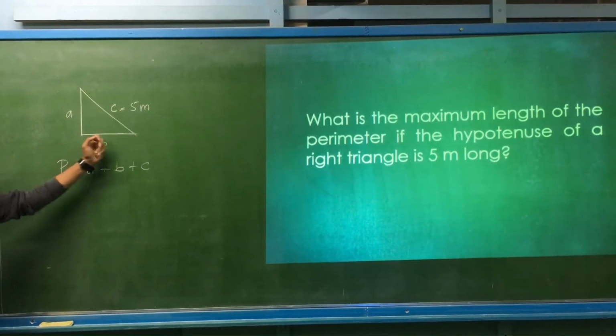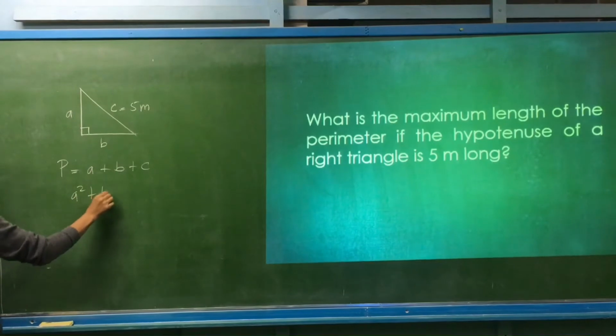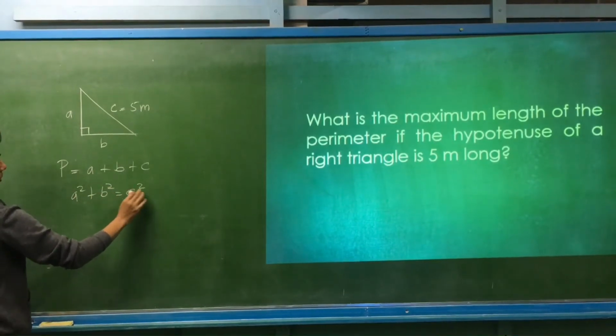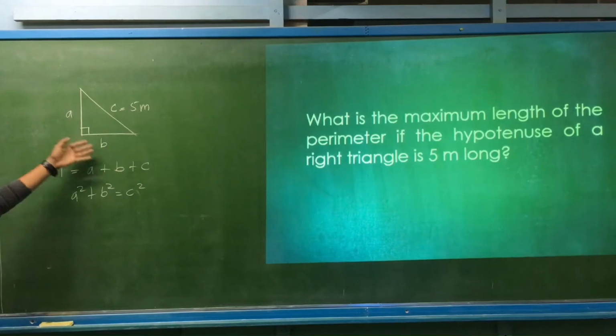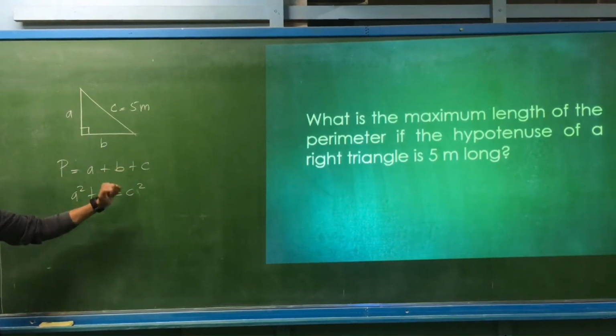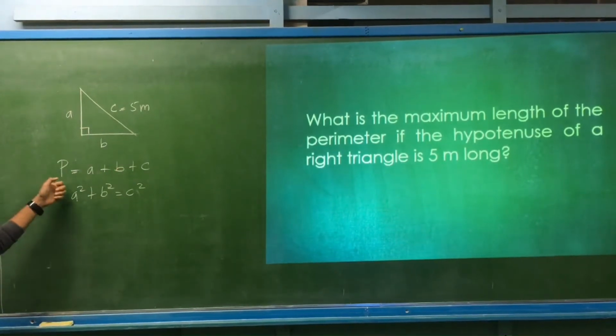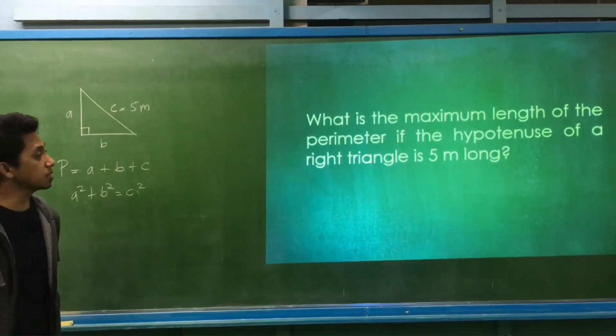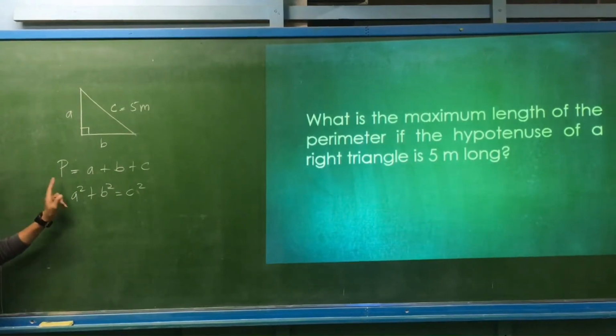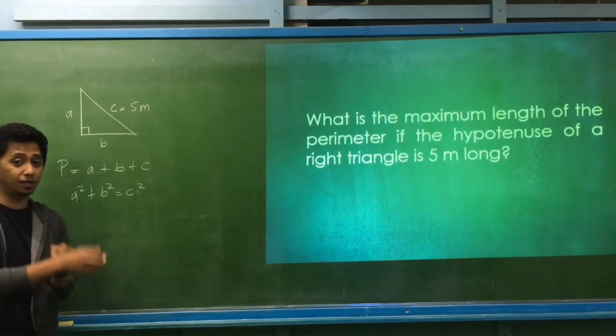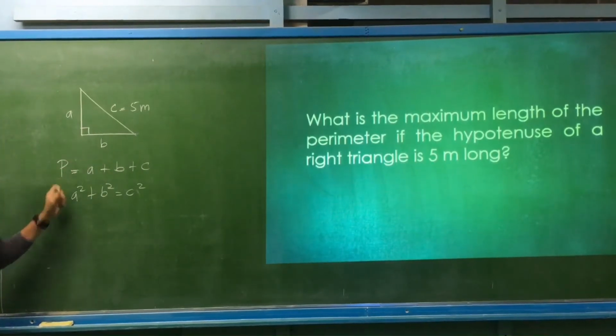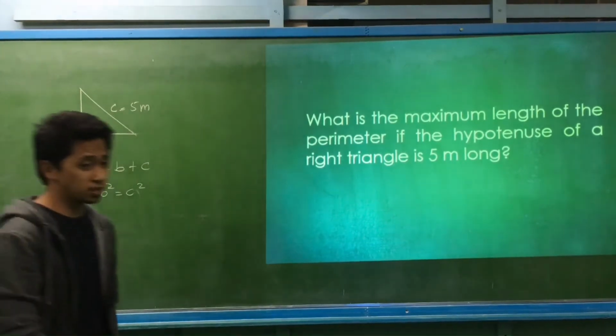And what is the relation of the sides? If we have a right triangle, we have A squared plus B squared is equal to C squared. So those are the given, these are the equations. We are looking for the maximum length of the perimeter. So we have this equation, and we now proceed to differentiation. Identify the given and the required, which is the perimeter. With our equation, we proceed to differentiation. So let's differentiate.